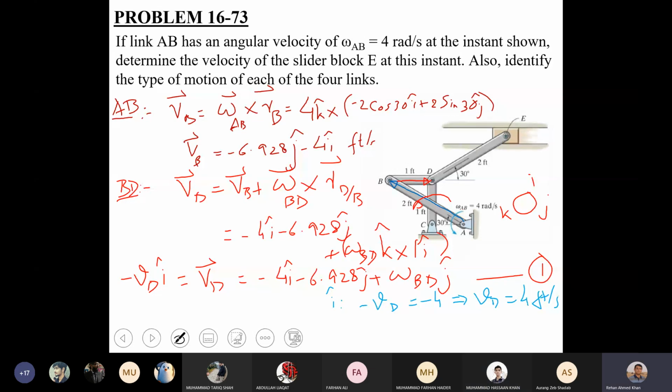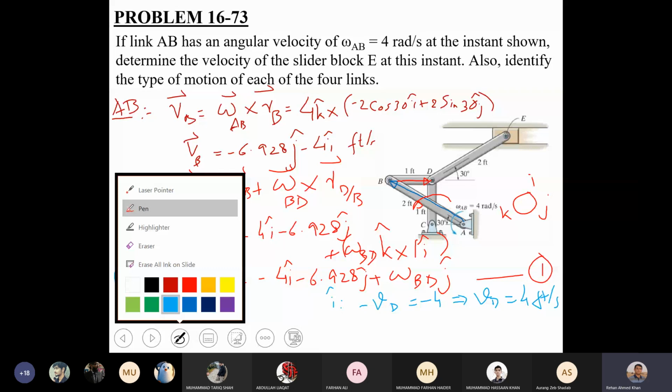Positive aane ka matlab kya hai ki jo aapne assumption li thi ke VD is moving towards the left, it is correct. Positive aane ka matlab ye nahi hai ki the velocity of D has a direction towards the right. Rather, positive aane ka matlab hai ki jo aapki assumption aapne li thi ki D is moving towards the left was correct, that's why aapke paas VD jo hai wo positive aa gaya hai. Is this point clear to all of you?